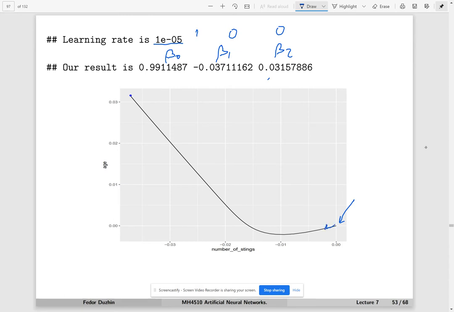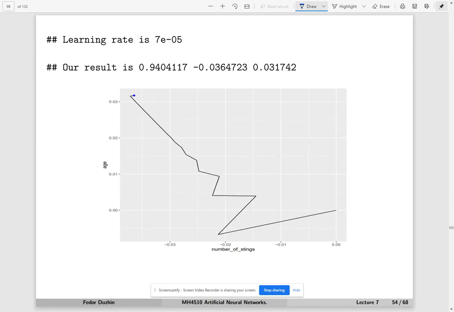So basically it goes like this. First step, second step, third step, and so on. And we see that the final result is somewhere here, and the trajectory of the gradient descent looks nice and smooth. Now, this is what it looks like if I increased it 7 times. So the learning rate is now 7 times bigger. Now the trajectory of the gradient descent is not smooth anymore. This is simply because the step is too large. So it doesn't look smooth.